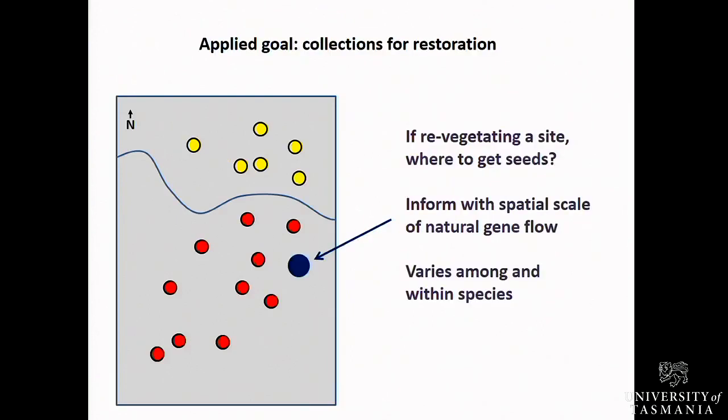And so we're doing multi-species landscape genomics, and there are lots of basic questions that we're interested in, such as how different species have responded to a common environmental template. But the overarching motivation for what I'm going to tell you about today is doing this research to inform collections for restoration. So say on this landscape, idealised landscape we were just looking at before, if someone wanted to perform revegetation at this site, where should they get the seeds from?